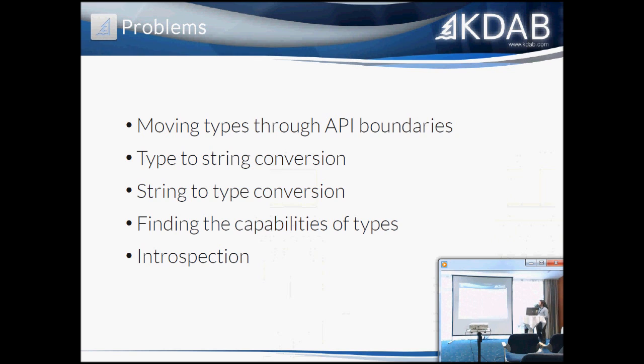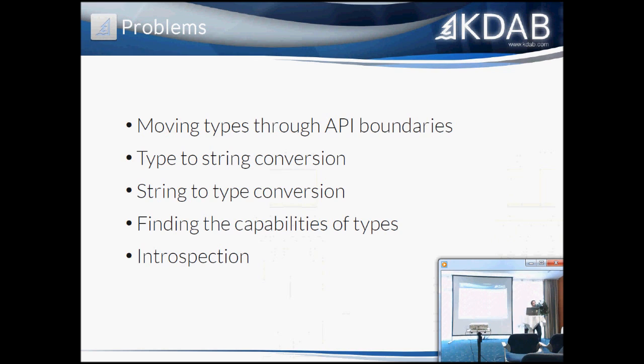There's also type to string conversion. As I said, in JavaScript, there's a lot of strings in it, everything is backed by a string. So you need to be able, given a string, to create an instance of that, and also be able to determine what methods are available on a type which has that name. So you need to convert between strings and types, and you need to be able to define the capabilities of the types. That is, what properties does it have, what types are those properties.